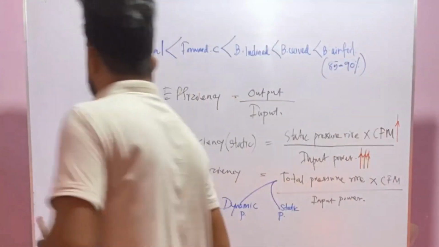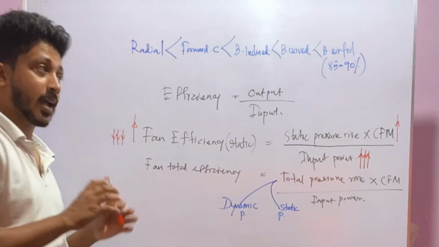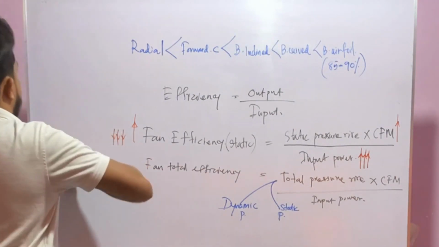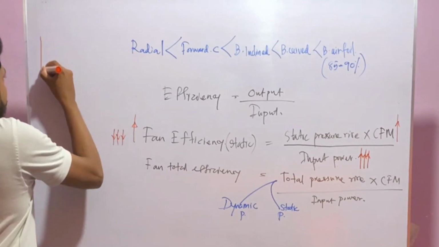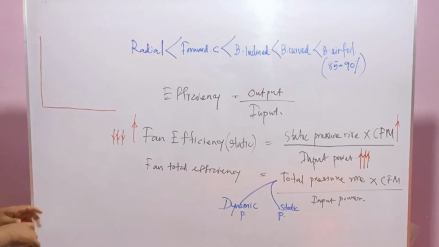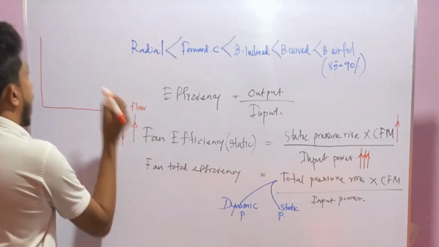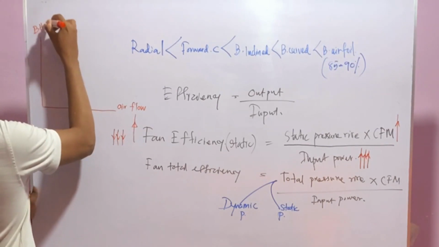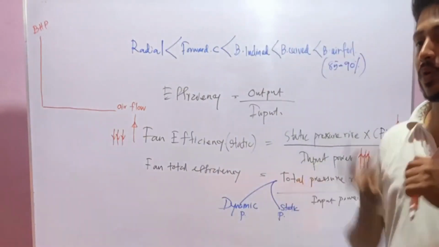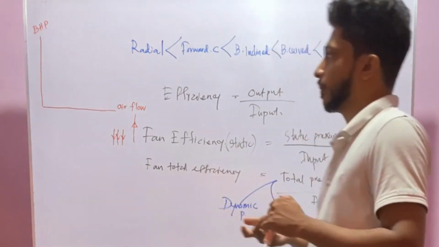And also backward curve, backward inclined and airfoil fans have another characteristic. We call that non-overloading characteristic. So actually this is airflow and this is BHP, that means brake horsepower, the power we should give to the motor in order to rotate our fan blades.